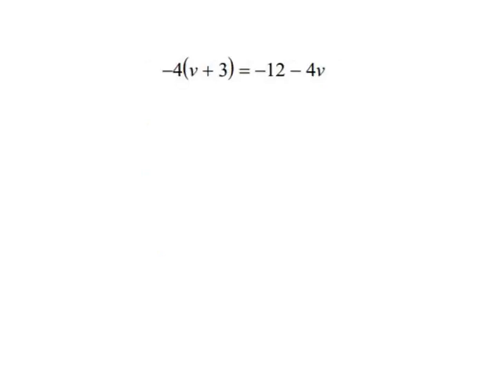Let's look at one more example. In this problem right here, I'm going to distribute my negative 4 to my v and to my 3. So negative 4v minus 12 equals negative 12 minus 4v.